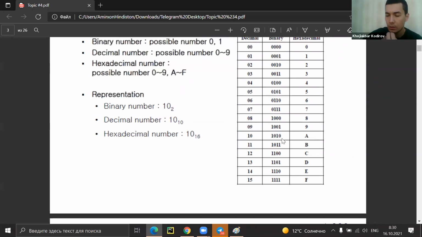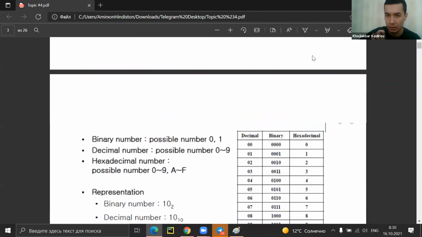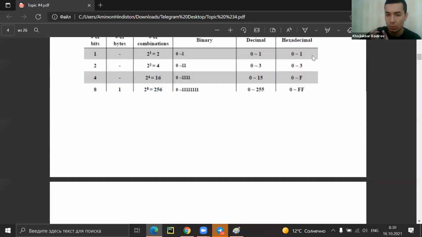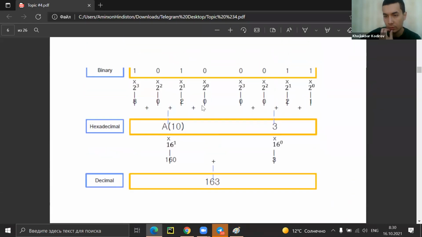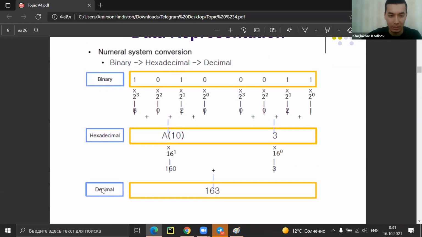So it will be taken as 16 to the power. Got it? From 0 to 15, if you count here, there will be 16 values. So we are taking here 16 to the power 0 and 16 to the power 1 when we are turning hexadecimal to decimal. Any misunderstanding? No? Okay.